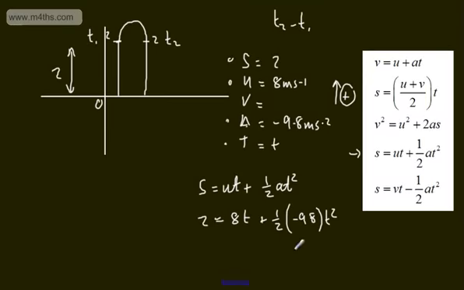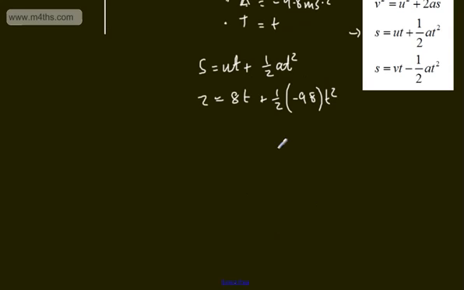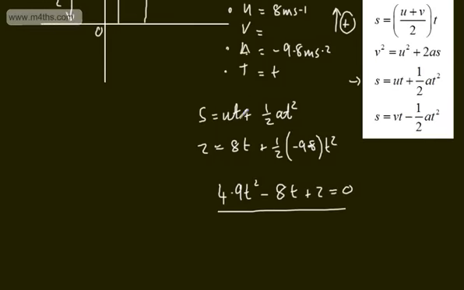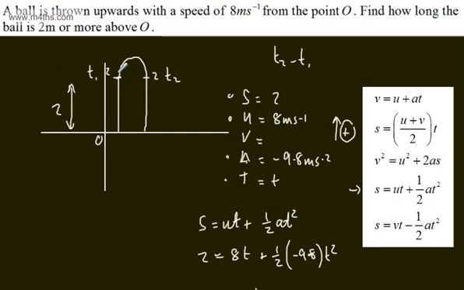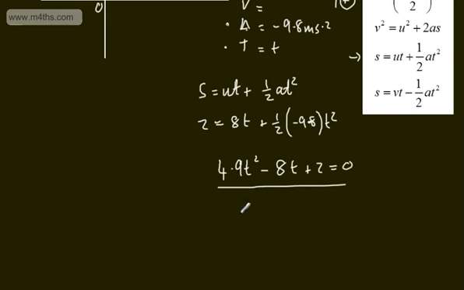If I rearrange this now into a quadratic, this now is minus 4.9t squared. So adding that to both sides, 4.9t squared minus 8t plus 2 is equal to 0. So all I'm going to do is solve this quadratic for 2 t's. The first one, the lesser one, is going to be t1. The greater one will be t2. So let's go ahead. We've got now our a value, which is 4.9. Our b value is going to be minus 8. And our c value is going to be positive 2.